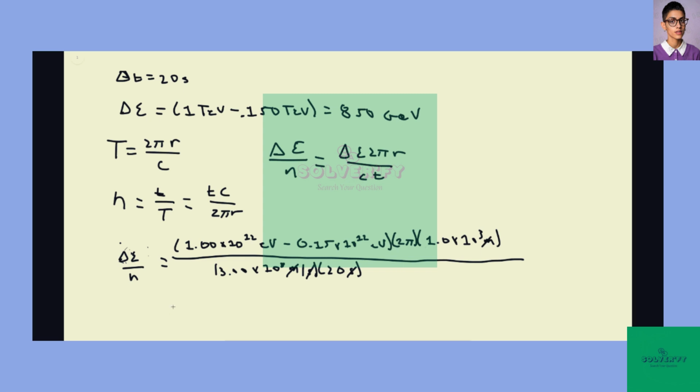So if we work through this, we end up with 0.89 times 10 to the 6th electron volts per revolution, or 0.89 MeV per revolution.